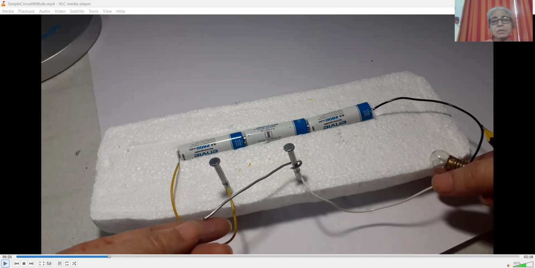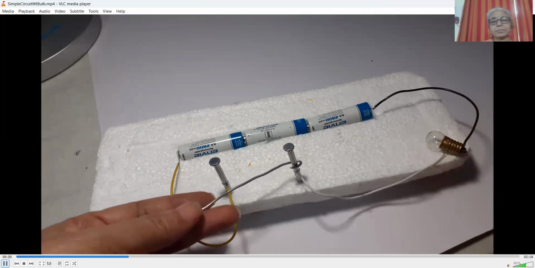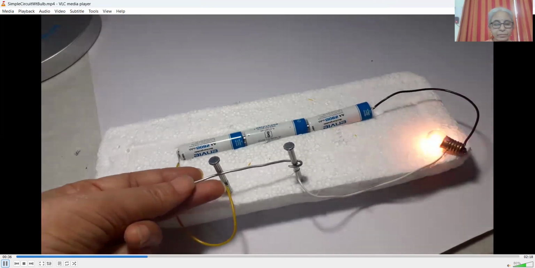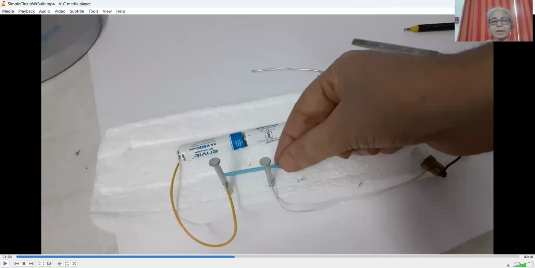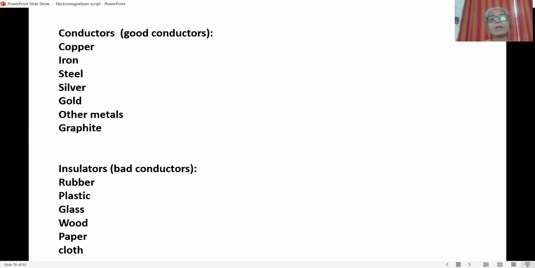When we close the gap using the aluminum wire, the bulb glowed. When we closed it with a plastic straw, the bulb did not glow. And when we closed the gap with a stainless steel spoon, the bulb glowed. So this way we can see that metals conduct electricity.